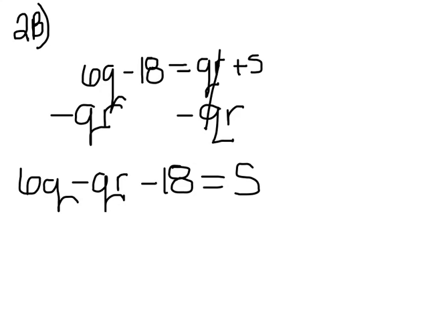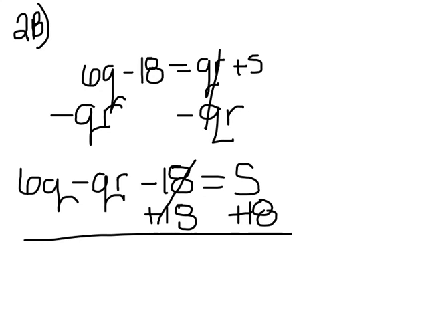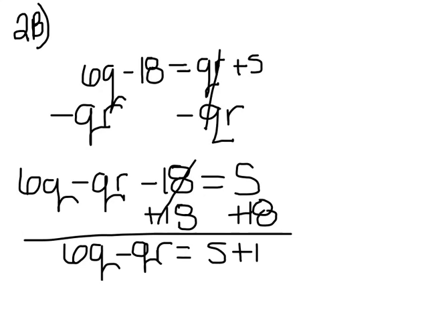Now we'll have to isolate our q's by moving the 18 over to the side with the s. We'll do this by adding 18 to both sides. Now we have 6q minus qr equals s plus 18.